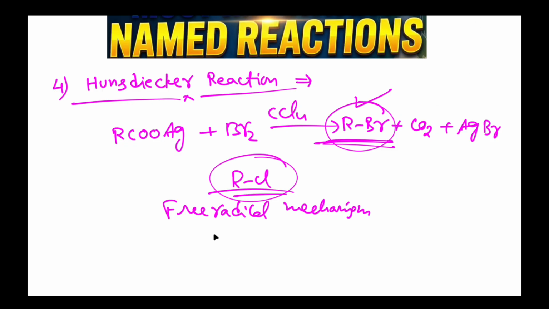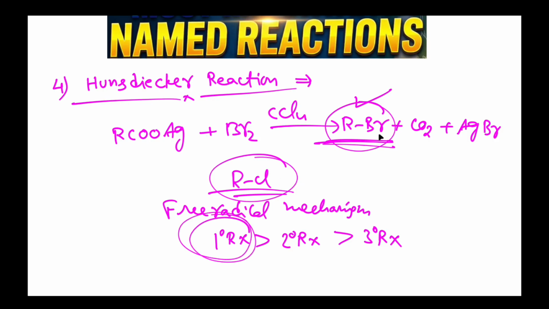Even in this method, the yield of primary alkyl halides is more than secondary alkyl halides, and more than tertiary alkyl halides. So the Hunsdiecker reaction is used to prepare primary alkyl halides, nothing but primary alkyl bromides, in good yield. But in this reaction, when iodine reacts with silver salts of carboxylic acids, we can get esters, not alkyl halides. So 2 moles of silver salt of carboxylic acid react with iodine, we can get ester, carbon dioxide and silver iodide. So in this method we cannot get alkyl iodides.